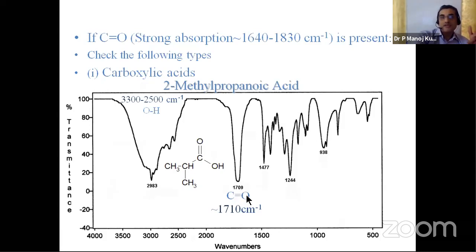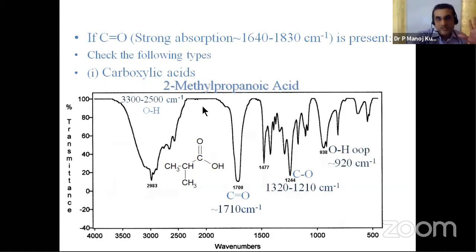C double bond O is 1710. What about the OH bending? You will see it at 938 centimeter inverse. Then another characteristic feature is the C single bond O, between 1000 to 1300. In this specifically you can see 1210 to 1320. This is the pattern, so remember these values.